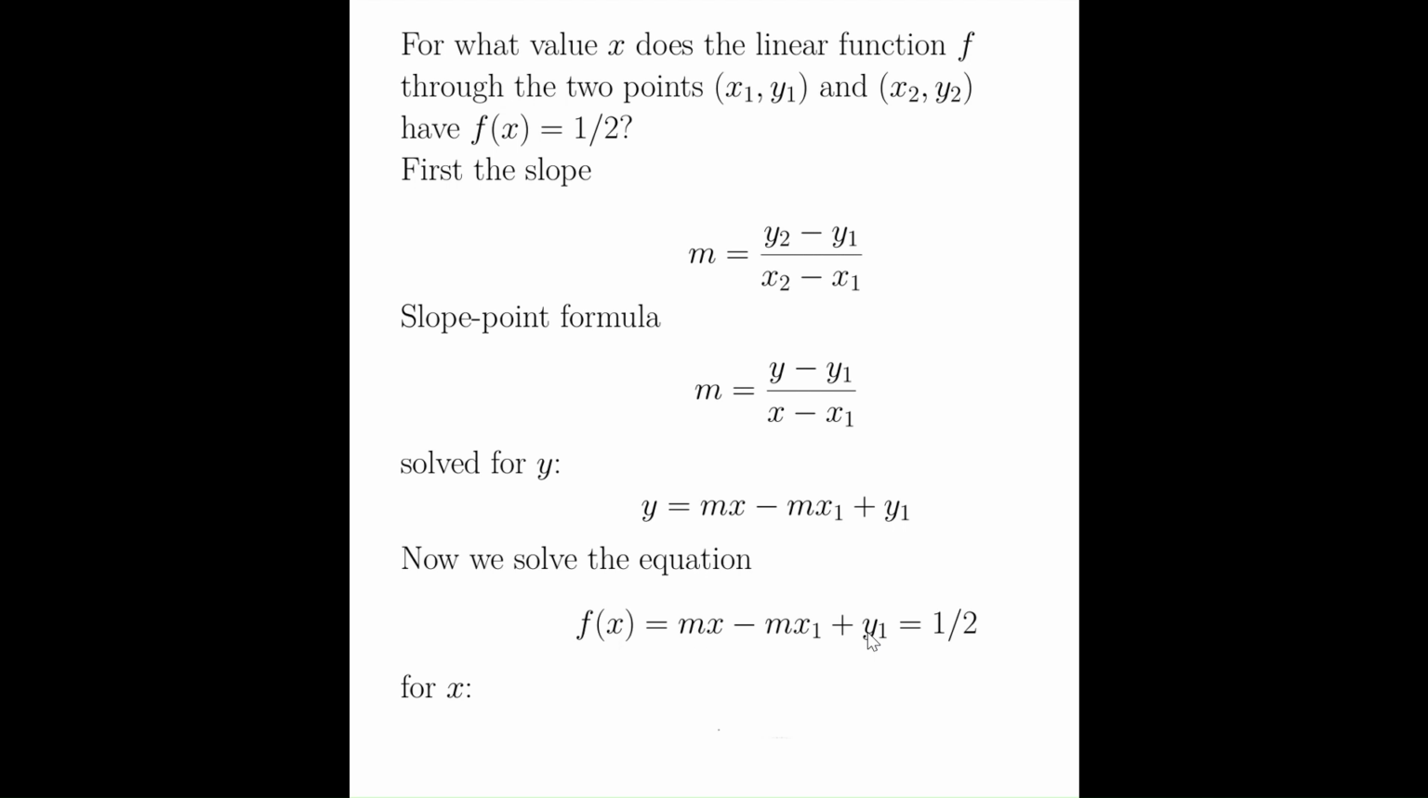Again, we calculate these values. We calculate m; x1 and y1 are given. And if you solve this for x, that's pretty simple to do. You bring this part and this part to the right, and you divide the whole by m. So you get x equals 1/2 plus mx1, so this is moved to the right, minus y1, this is also moved to the right, and we divide the whole thing by m. This value is a median of our data.